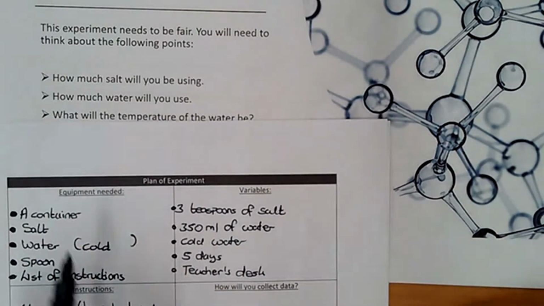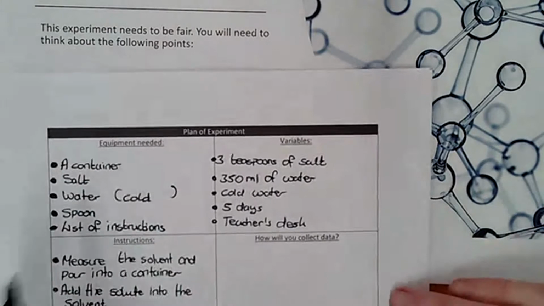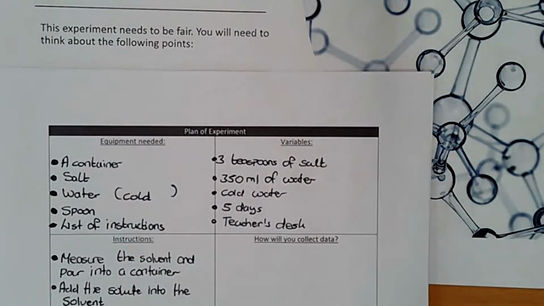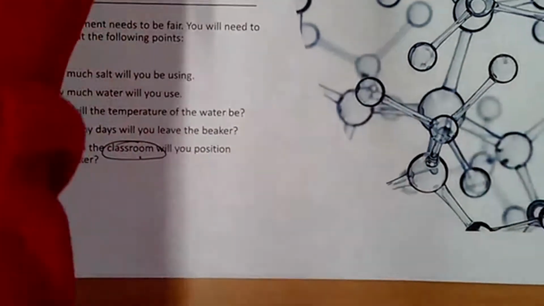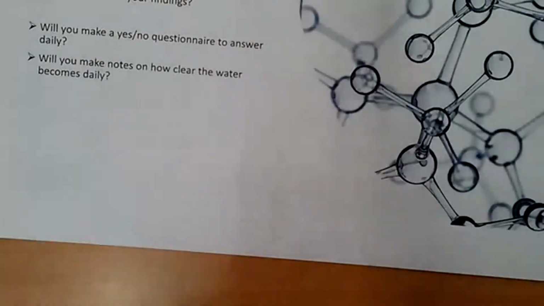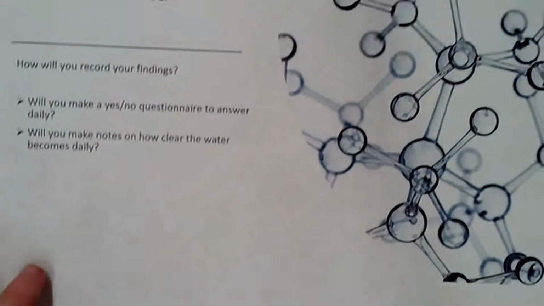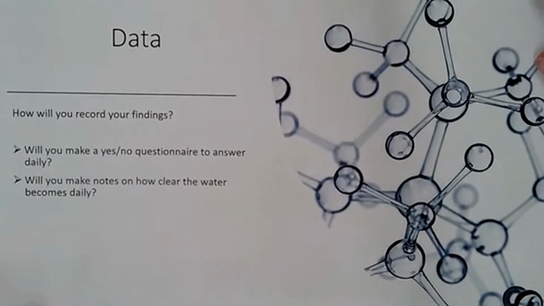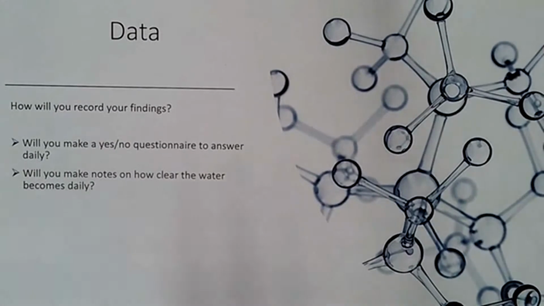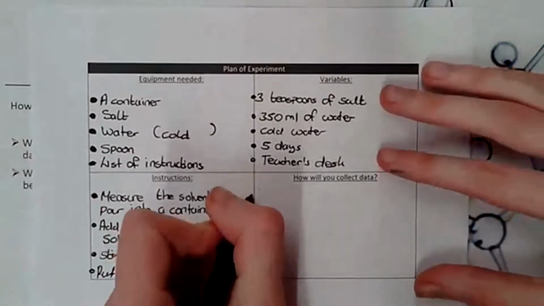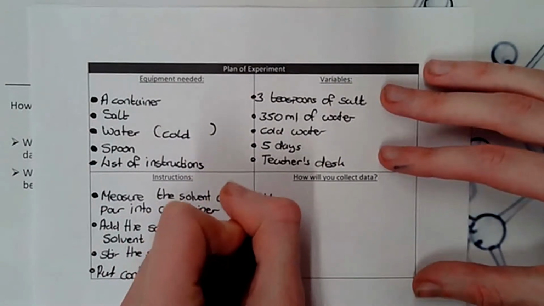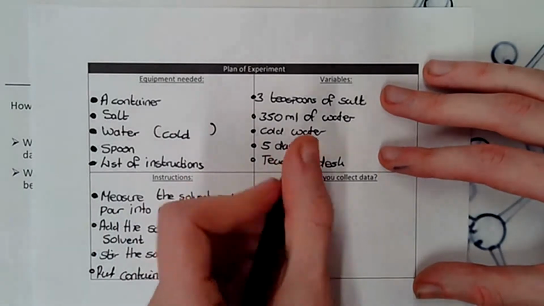So there's the variables that I've chosen alongside the equipment and my instructions as well about how to conduct the experiment. Now, the very last thing before we do conduct it that we must think about is how we're going to record our findings. Okay, I'm going to think about the data and collecting my data. You could make a very simple yes/no questionnaire, like a survey to answer daily, or you could make notes on how clear the water becomes daily. So just for simplicity, because this is science after all, I'm going to use a yes/no survey.